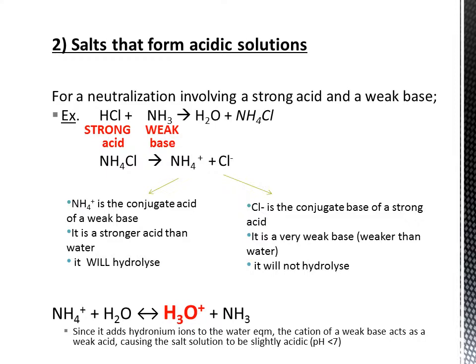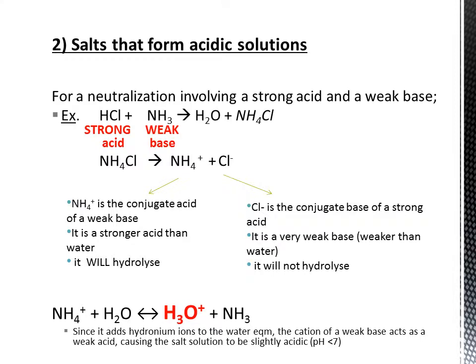Ammonium chloride will dissociate into ammonium and chloride. The ammonium is the conjugate acid of a weak base. That makes it a strong acid. So because it's a strong acid, it will hydrolyze with water, and you can see the hydrolysis reaction at the bottom. When it reacts with water, it produces hydronium, and that excess hydronium is going to be added to the water equilibrium, making it acidic.